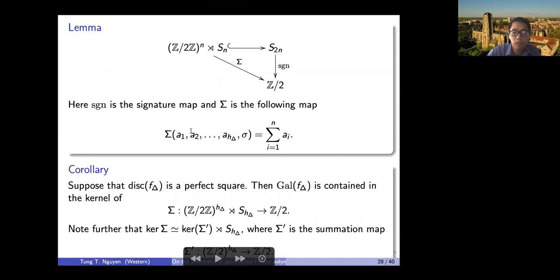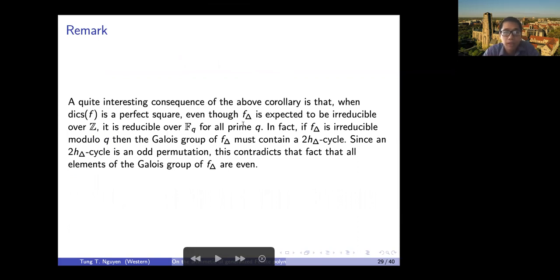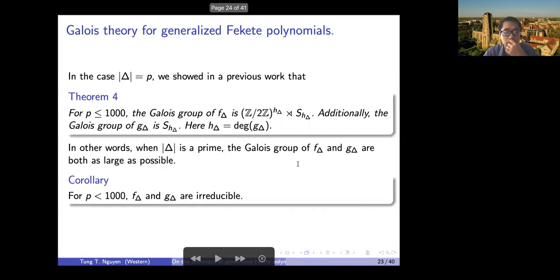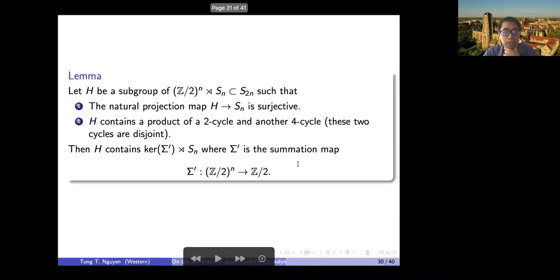And so here is the amusing consequence of this fact. In the case where the discriminant of f is a perfect square, we expect that f delta is reducible over Z, but it has to be reducible over F_q for all primes q. And the reason is very simple. If it is reducible mod q, then the Galois group has to contain a 2n cycle, but a 2n cycle is an odd cycle, it's an odd permutation. So it contradicts the fact that it has to be an even permutation. So for example, you go back to this. I think we have an example here. Yeah, I will give an example later on where you have the case.